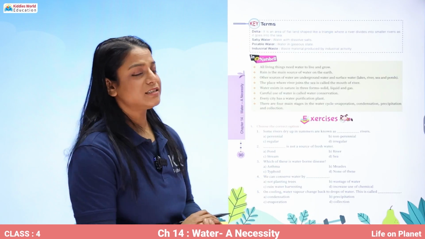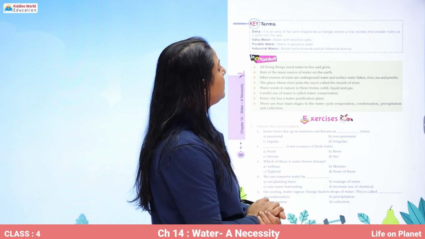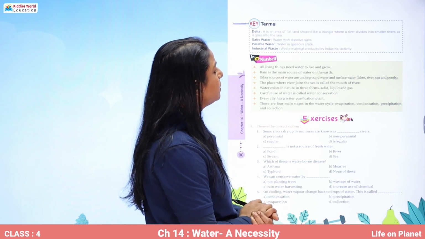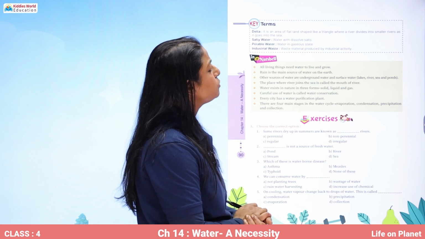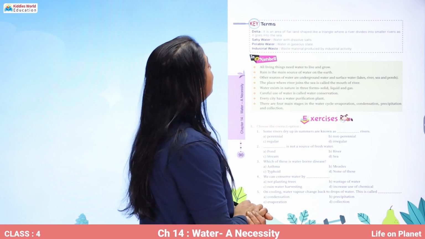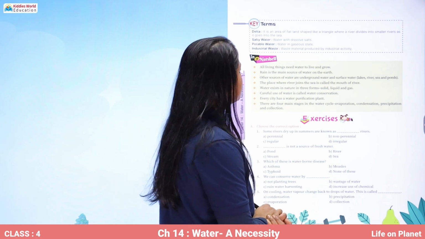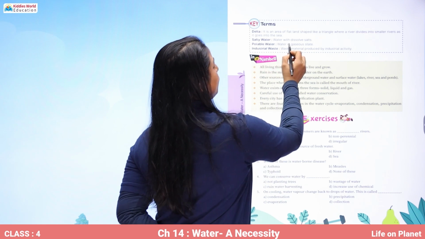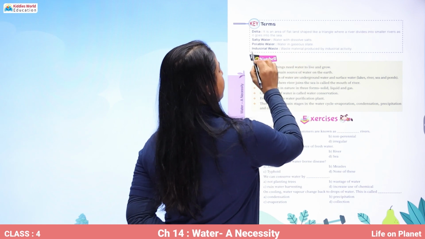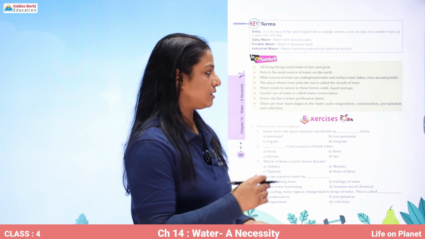Now, these are the key terms that we learned today. Delta: it is an area of flat land shaped like a triangle where a river divides into smaller rivers as it goes into the sea. Salty water: water with dissolved salts. Potable water: water fit for drinking. Industrial waste is waste material produced by industrial activities.